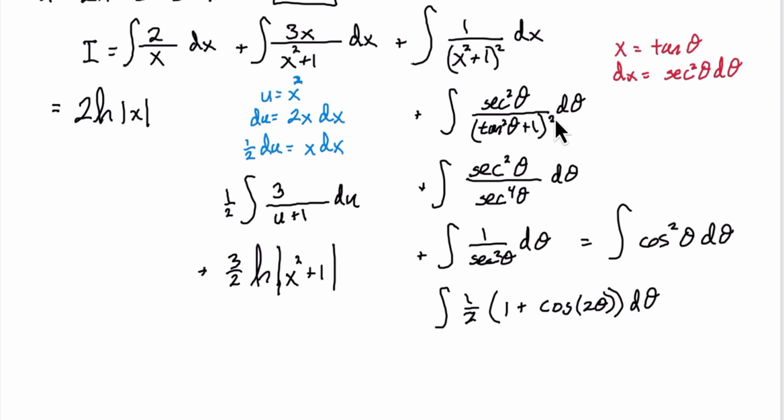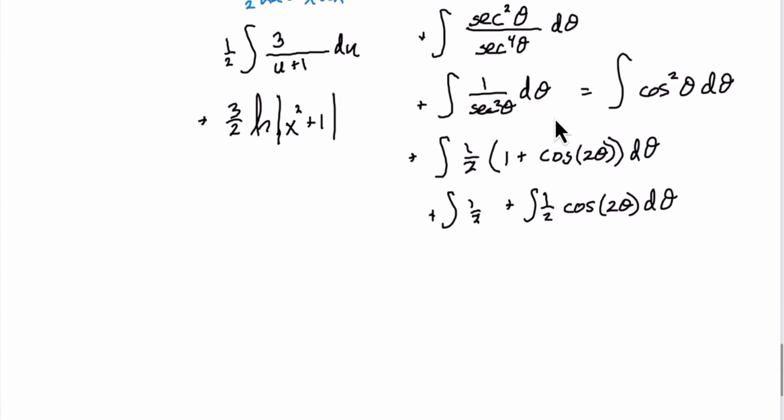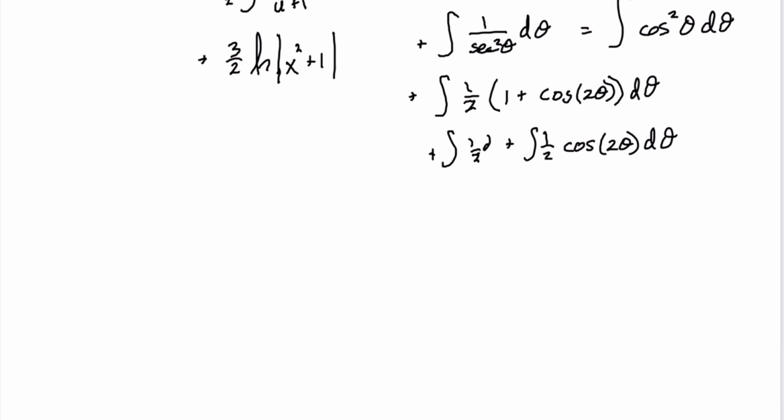We can then break this integral into 2 different integrals. We'll distribute that 1/2. We'll get the integral of 1/2 plus the integral of 1/2 cosine of 2 theta d theta. Forgot my d theta on that first integral. So the integral of 1/2 d theta is simply 1/2 theta.